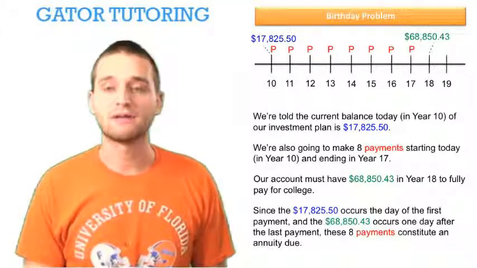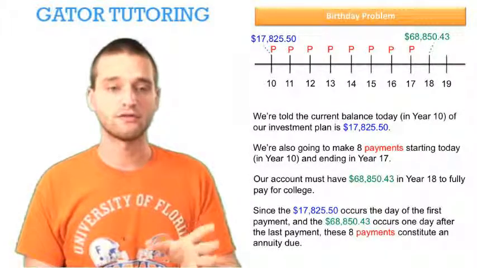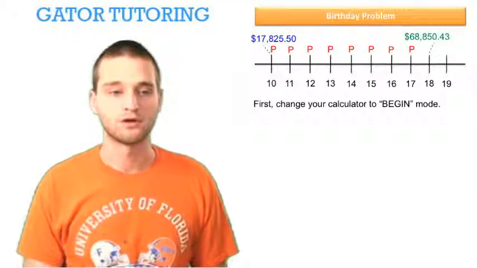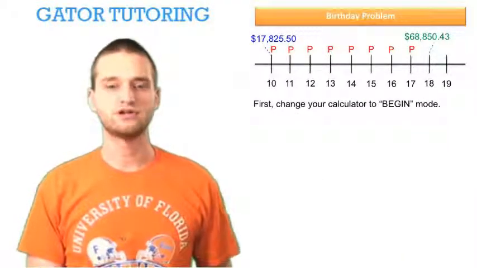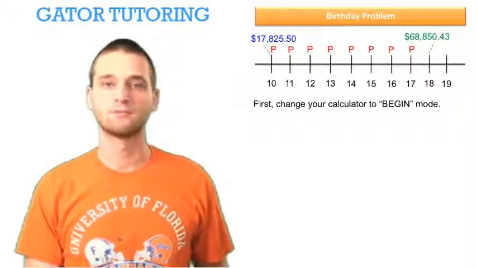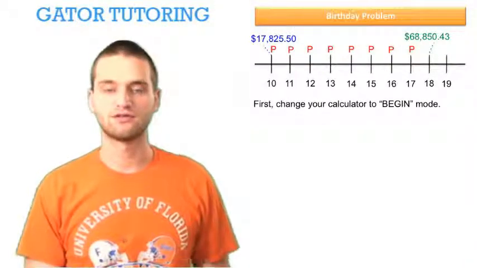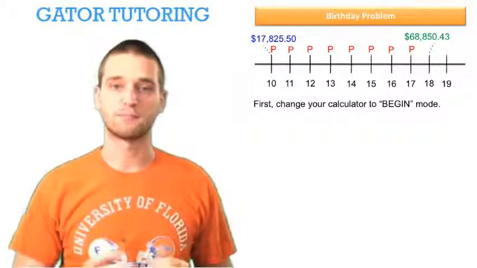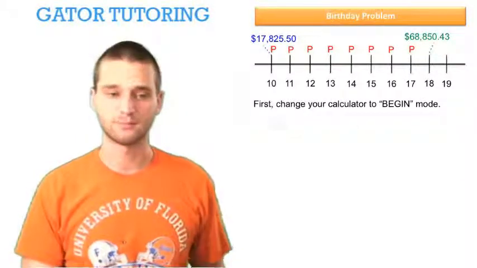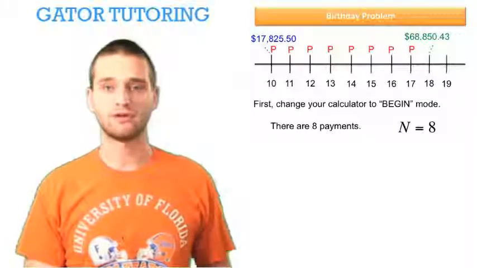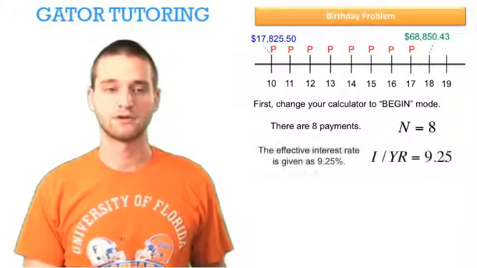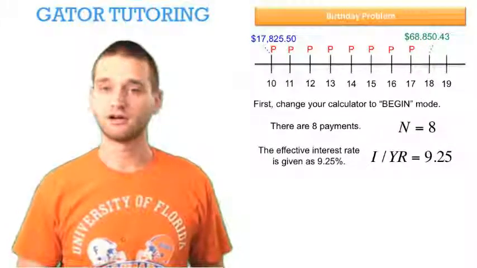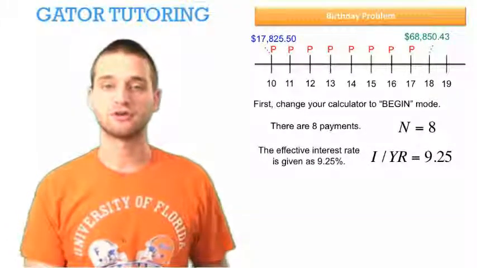To solve this payment, we can just input all the numbers as an annuity due and solve for the payment. That's exactly what we're going to do. So first we need to change our calculator to begin mode, since we're dealing with an annuity due. This is the way we tell our calculator that the first payment of the annuity occurs at the present, the beginning of the first period. So there are 8 payments, so we input 8 in for n. The effective interest rate is given as 9.25% per year, so we put that into our interest per year.